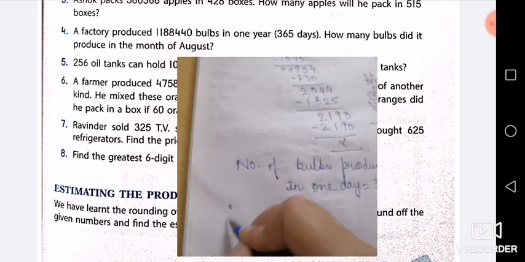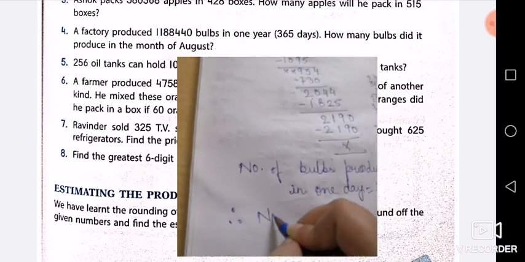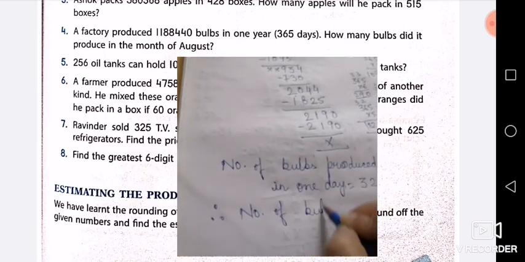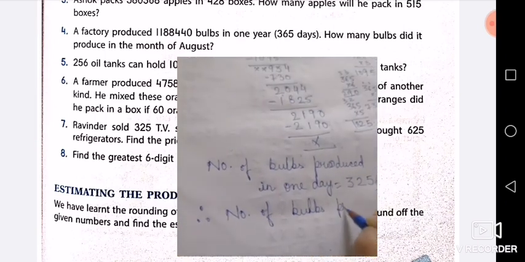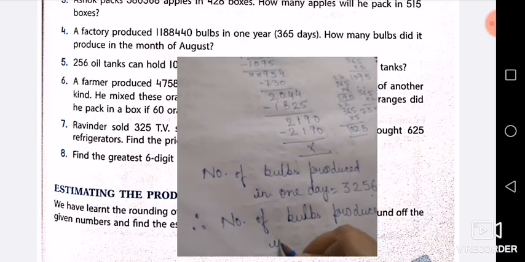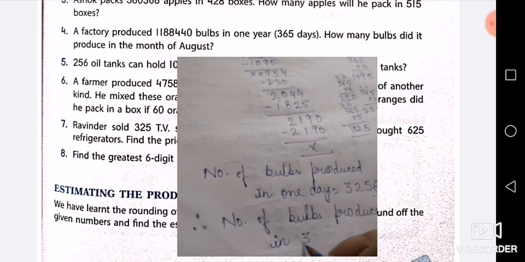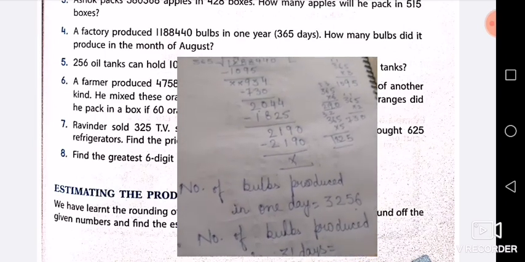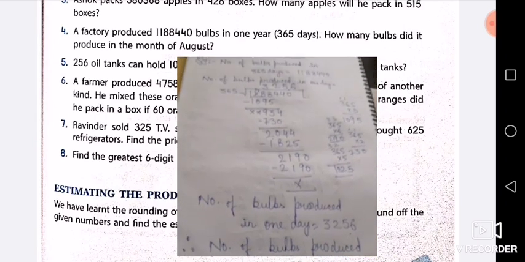Now you have to find it out. Therefore, number of bulbs produced in how many days? 31 days. Why? Yes, because in the month of August you have 31 days.